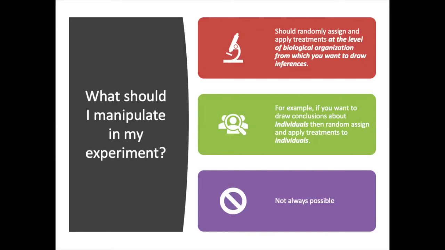So if, for example, you want to draw your conclusions about individuals, then you should randomly assign individuals to treatment groups and apply those treatments to individuals. If you want to draw your conclusions about ecosystems, you should randomly assign ecosystems to treatment groups and apply your manipulation at the level of the ecosystem. Now, this isn't always possible, but it's important to keep this rule of thumb in mind if we want to try and have the best experiments possible.